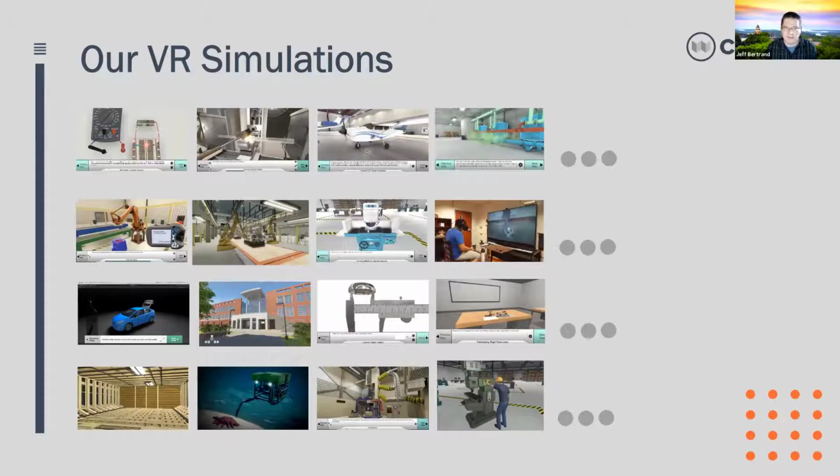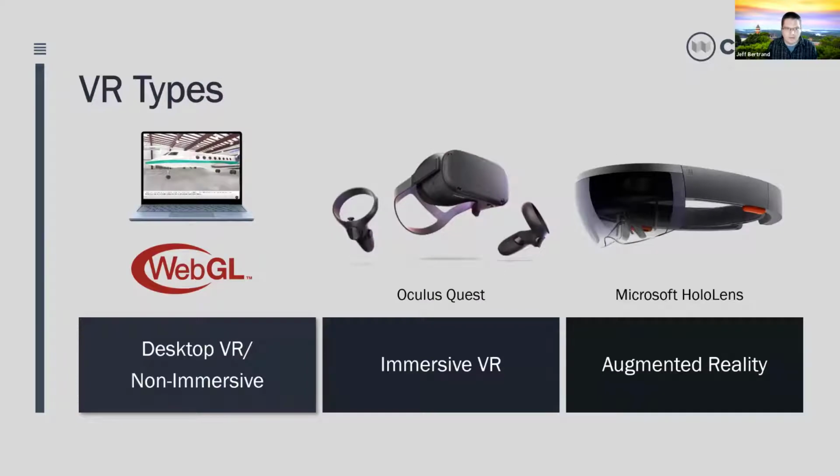So broadly speaking, we could classify virtual reality into different types. So the first type is going to be desktop VR or non-immersive VR. So this is where students don't need any special equipment. They can just access the simulations directly in their web browser.